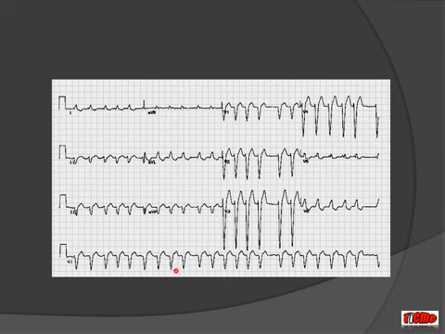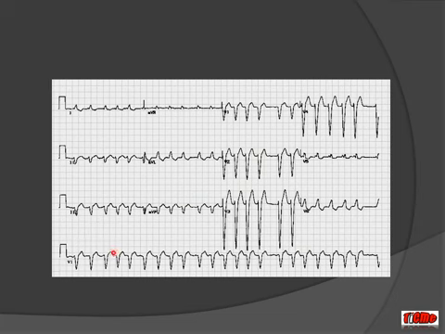Now it is definitely irregular, so we can be fairly comfortable that it isn't VT. So now we're looking for classic left or right bundle branch block features, and I think you'll agree that with dominant terminal R waves and deep S waves, we've got a left bundle branch block. So we've got an irregular rhythm with a left bundle branch block.